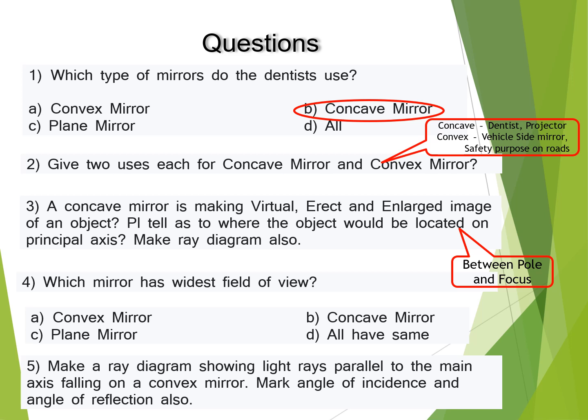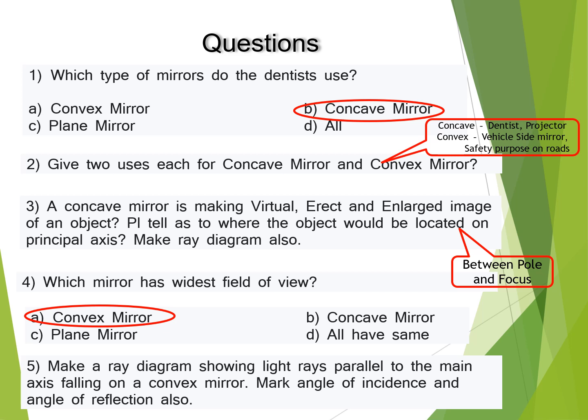Then the fourth question is, which mirror has the widest field of view? Convex, plane, concave, and all have the same. These are the options. So as we have seen before also, while explaining the usage of convex mirror, the convex mirror has the widest field of view. So convex mirror is the answer.